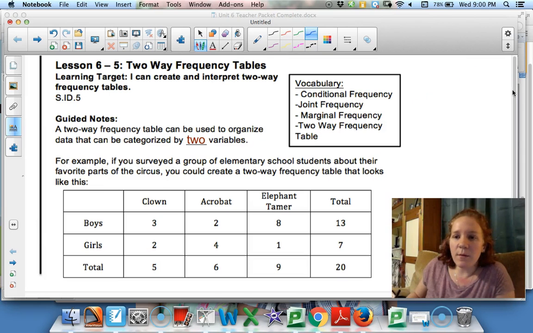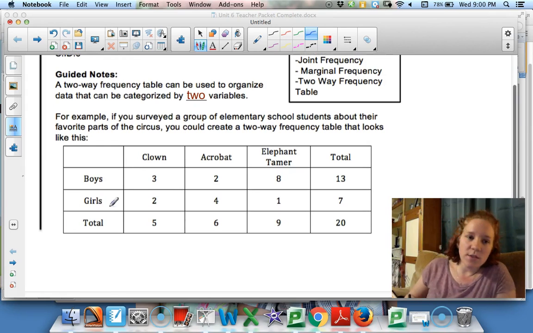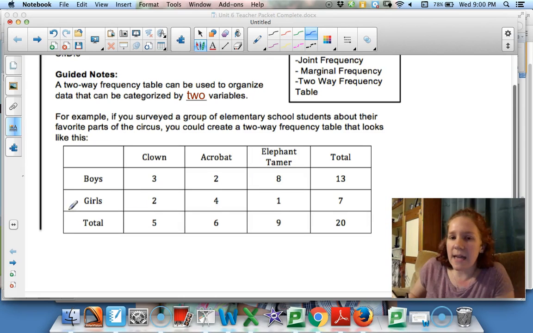So here's our example that we're going to use in this lesson. If you surveyed a group of elementary school students about their favorite parts of the circus, then we could create a two-way frequency table that breaks that data up into boys and girls and then their favorite part of the circus. So the way you would read this is you'd say, okay, if I want to know how many boys liked elephant tamers, then I could go to my boy row and then elephant tamers and find that 8 boys like elephant tamers. If I want to know how many boys total there were, then I would go all the way to my total here.